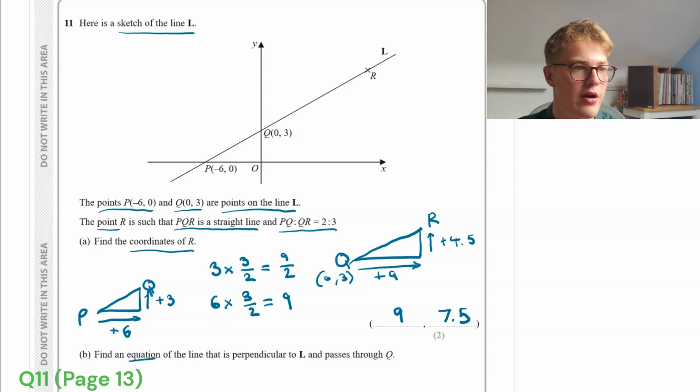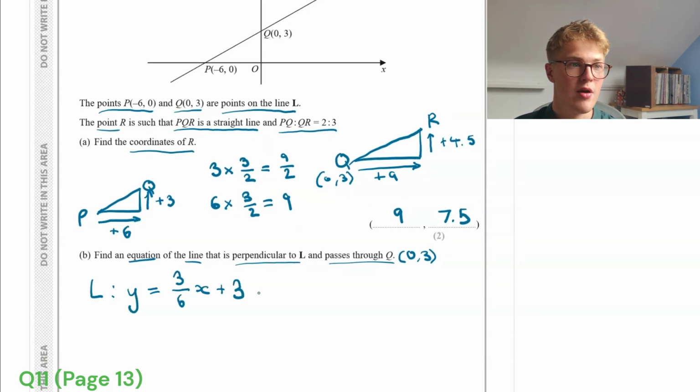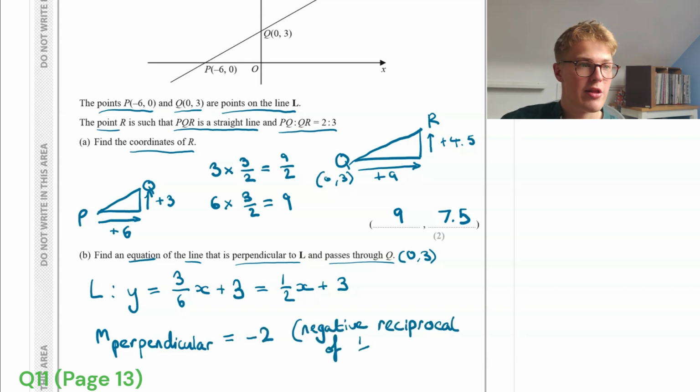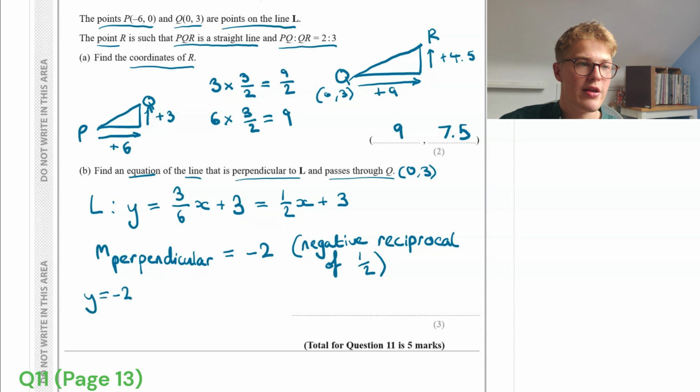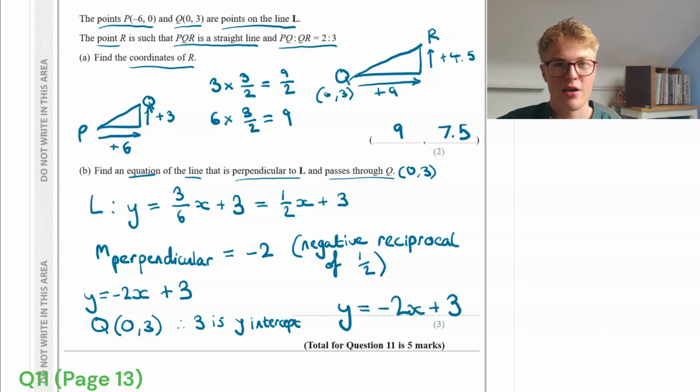Find an equation of the line that is perpendicular to L and passes through Q. Remember, Q is (0, 3), so L is going to be y equals 3 over 6 x plus 3, which is the same as a half x plus 3, because we've just done the change in y over the change in x to find the gradient. The perpendicular gradient is going to be the negative reciprocal of 1/2, which is minus 2. Therefore, y is going to be minus 2x plus 3, because remember Q is (0, 3), and 3 is the y-intercept, so our answer is y equals minus 2x plus 3.